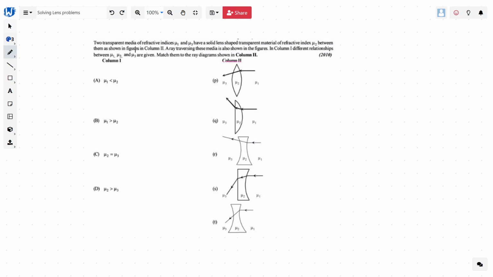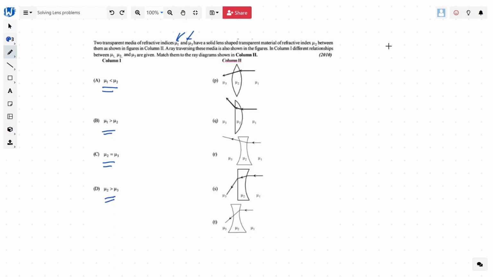So two transparent media have refractive indices mu1 and mu3, and a solid lens-shaped transparent medium has refractive index mu2. So there's a lens in between the media mu1 and mu3 as shown in the figure. The ray traversing this medium is also shown in the figure. In column 1, different relationships between mu1, mu2 and mu3 are given. Match them to the ray diagram shown below, which means you have to find where each condition is met.